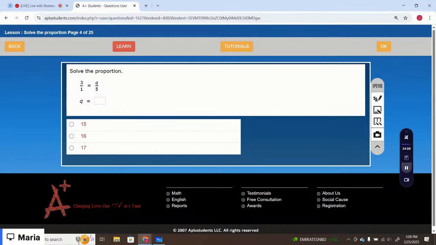Solve the proportion. So q equals, that is q equals 15. Option number 1 is the correct option. 15 it is.